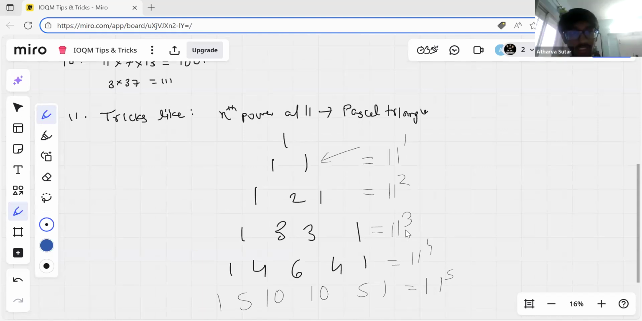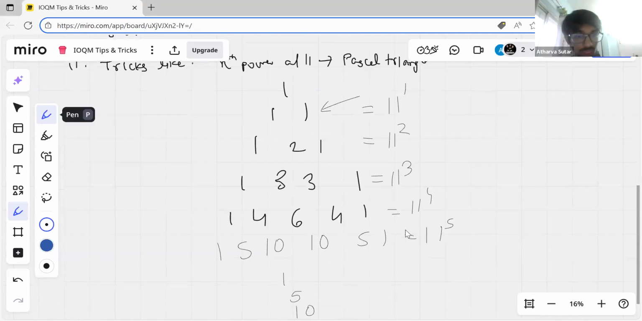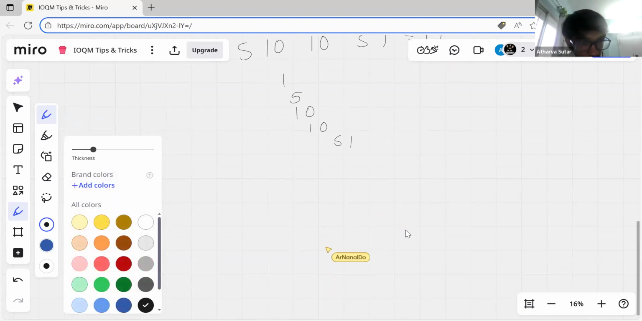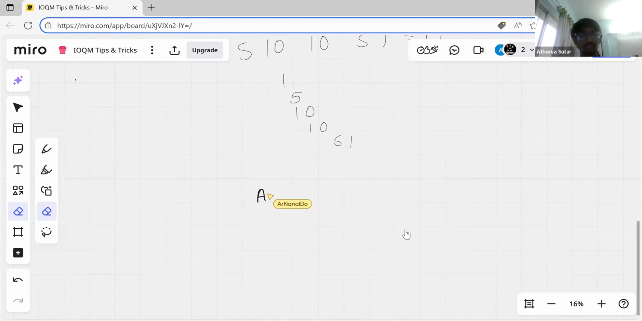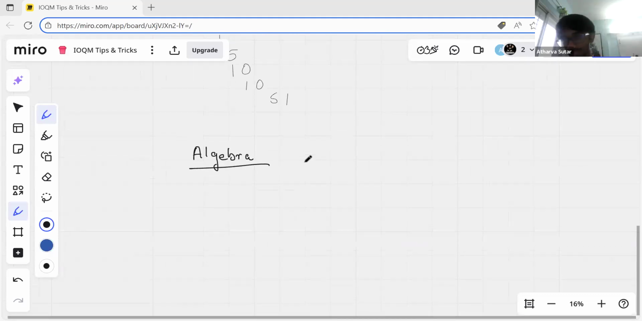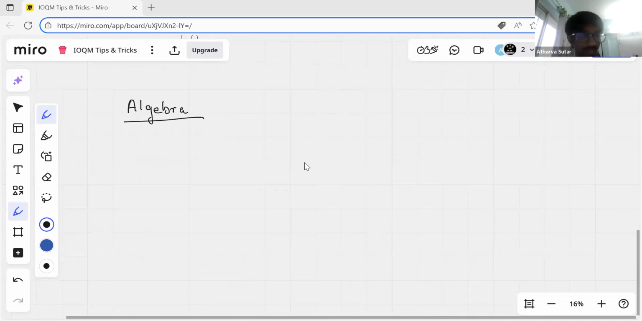Okay, let's move on to the subject-wise tricks. So we'll start with algebra. Give me a second. Start with combi? No, we'll start in the normal alphabetical order.